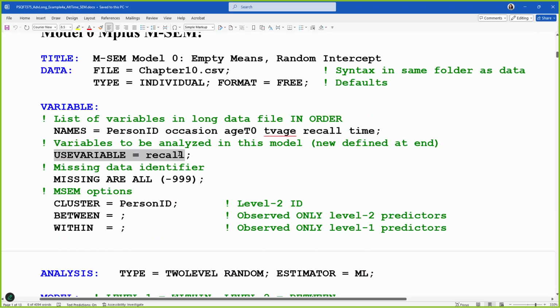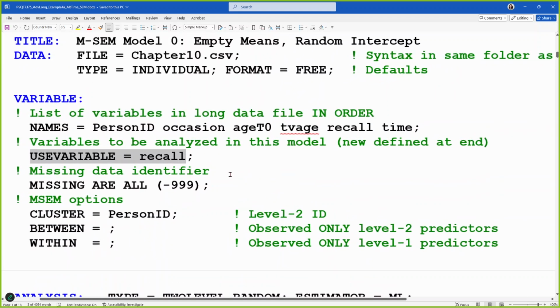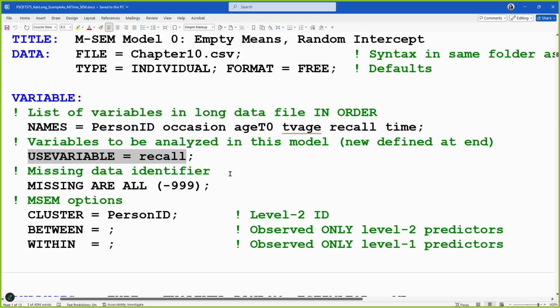Use variables. What happens if I forget this? It uses all of them. It will try to put every single column into your model somehow, as just boxes floating out in outer space. Missing data, I am superstitious. I always fill in a code, but technically speaking, you can just have dots.